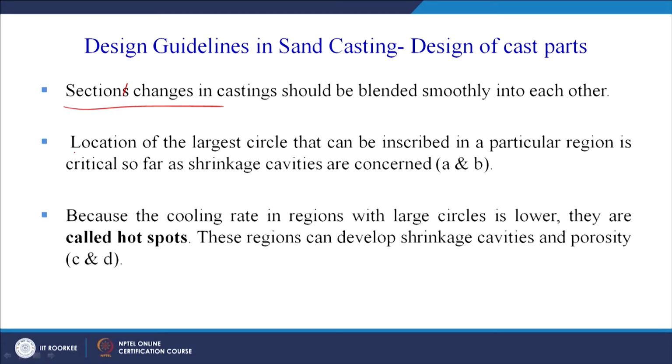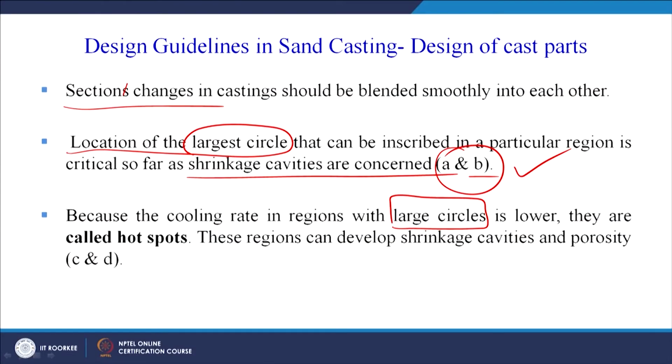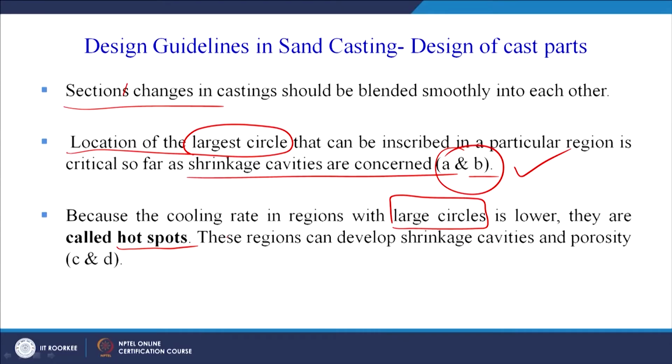The location of the largest circle, as we have seen in the previous slide, that can be inscribed in a particular region is critical so far as shrinkage cavities are concerned. Figures A and B in the previous slide explain this. Wherever the circle is of the largest diameter, that is the place where a shrinkage cavity can form, because there is a larger volume of metal, so the cooling rate may be slower. Because the cooling rate in regions with larger circles is lower, they are called hot spots. These regions can develop shrinkage cavity and porosity.